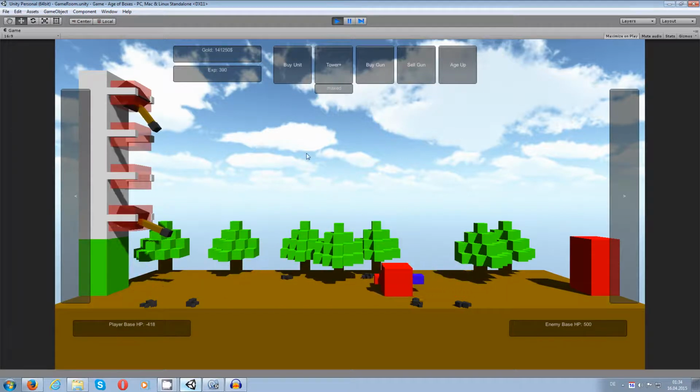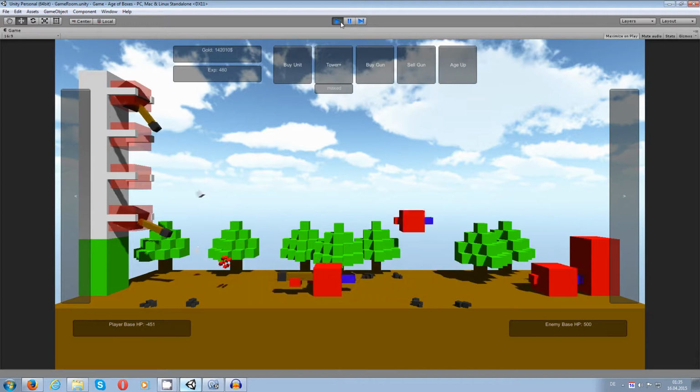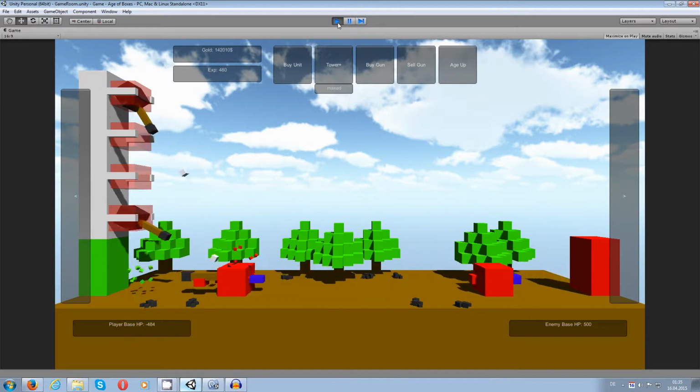Yeah, that's the current summary of the first week of work on my Unity project called Age of Boxes. So I think I will send the next summary in one week, so you can see what happened in that week and what I was able to achieve in that time.